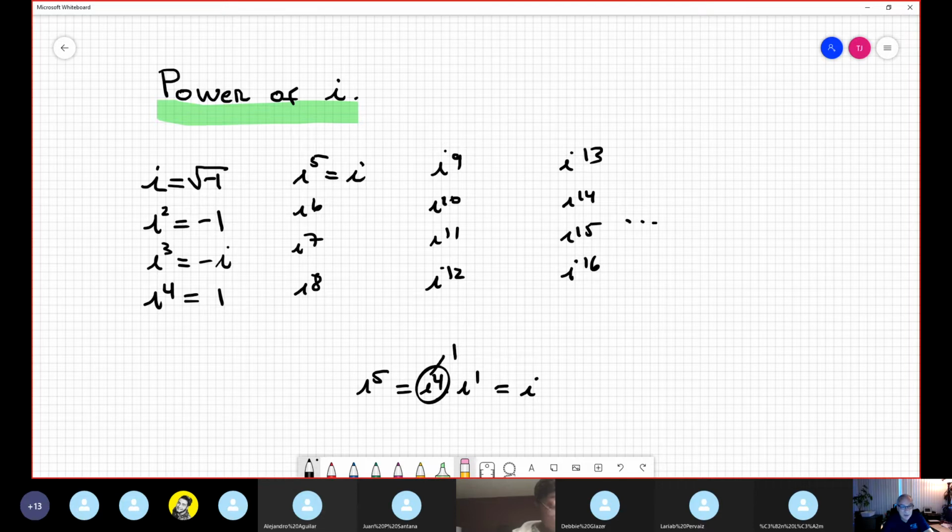So look, this is I, exactly like this. And the pattern is repeated in the same way, so this is in the same row as I. Look, I. Now I to the 6 is exactly -1. I to the 7 is negative I, it's imaginary.